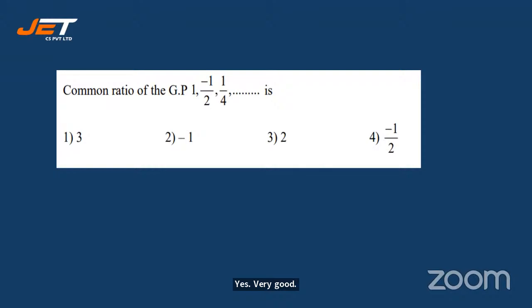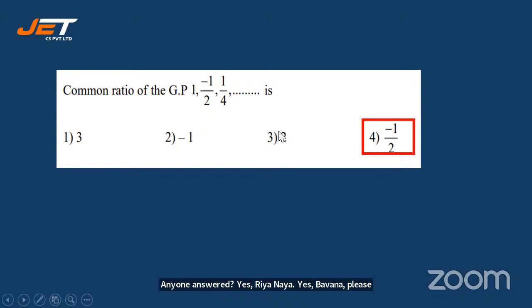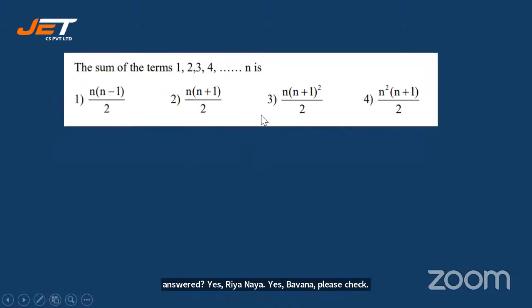Very good, students. So many of you are giving the right answers. Agnivesh has said the formula even. But you are giving me the options 3 or 4. Any one answer? Yes, Riya Nayak. Yes, Bhavana, please check. Yes, it is option 4, that is minus 1 by 2. Let us move to the next question.